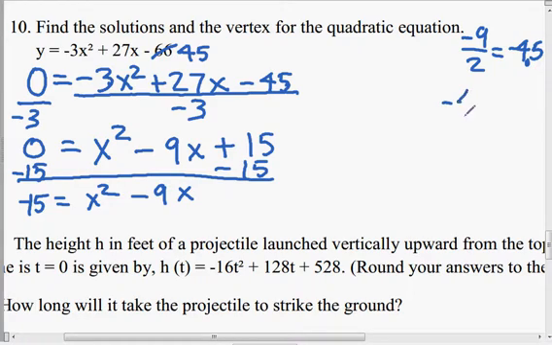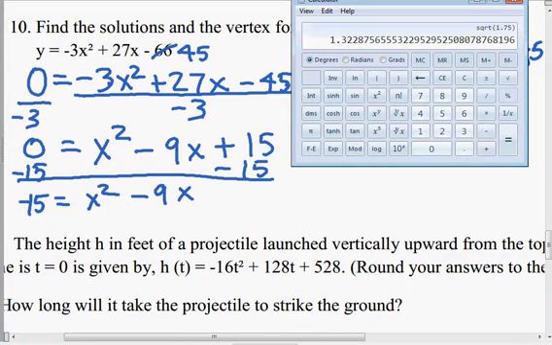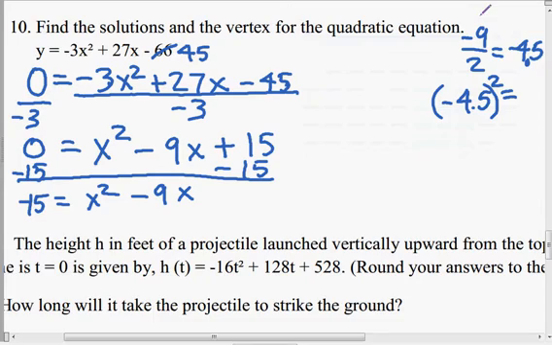My negative 4.5, I now square that. And your calculator wants you to put it in parentheses. If I'm going to square negative 4.5, I need to put it in parentheses. If I don't have the parentheses, I'm saying 4.5 squared, then make the answer negative. I don't want to do that. When I square negative 4.5, I want to multiply negative 4.5 times negative 4.5. I'm going to get a positive answer. So on my calculator, 4.5 negative, and I square that, I get 20.25.